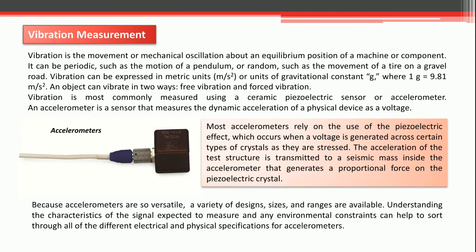Vibration is basically measured using a piezoelectric sensor or accelerometer. An accelerometer is a sensor that measures the dynamic acceleration of a physical device as voltage. Accelerometers are contact transducers typically mounted directly on the high frequency element, such as a rolling element bearing, gearbox or spinning blades. These versatile sensors can also be used in shock measurement and slower, low frequency vibration measurements. The benefits of the accelerometer include linearity over a wide frequency range and a large dynamic range.